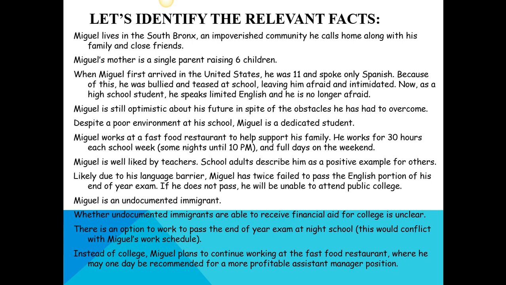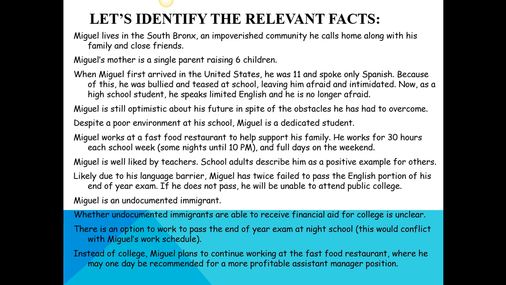Despite a poor environment at his school, Miguel is a dedicated student. He works at a fast food restaurant to help support his family. He works 30 hours each school week, some nights until 10, and full days on weekends. Miguel is well liked by his teachers. School adults describe him as a positive example for others. Likely due to his language barrier, Miguel has twice failed to pass the English portion of the end-of-year exam. If he does not pass, he will be unable to attend public college. Miguel is an undocumented immigrant.